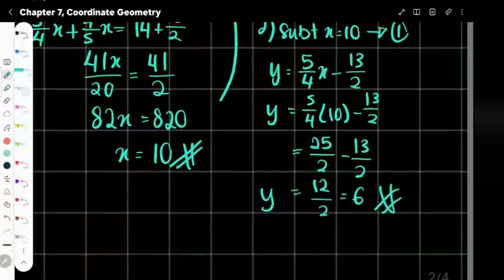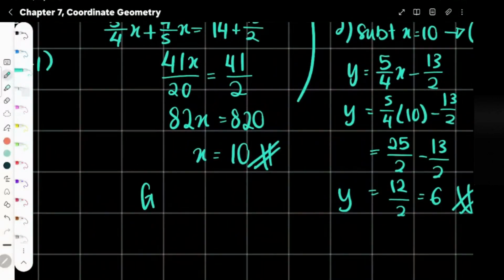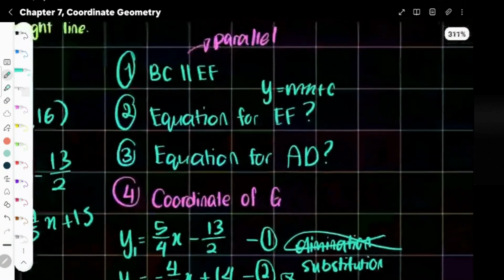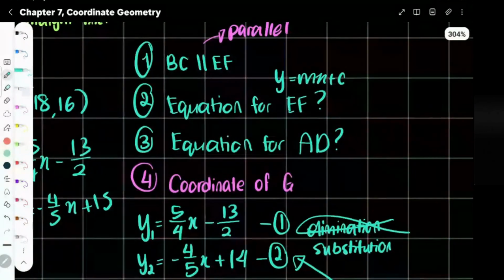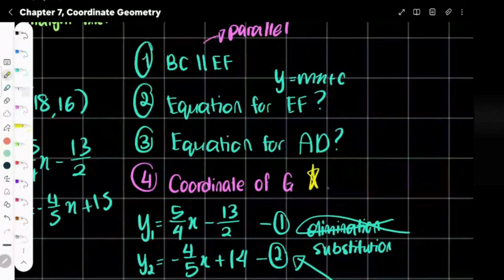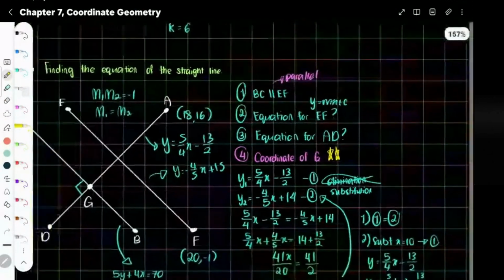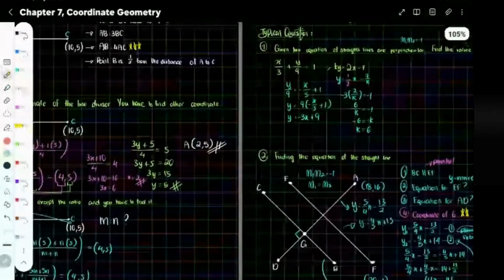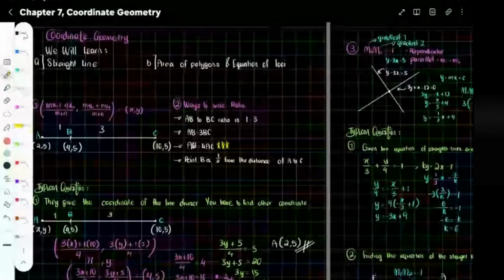So the final answer you have to put like this: G bracket the x here and the y here 6, and tada, that is how you solve this question here. That is why it is highlighted. Okay, this question is popular as well. So very easy to understand, right? So I hope you understand what I'm trying to teach here.